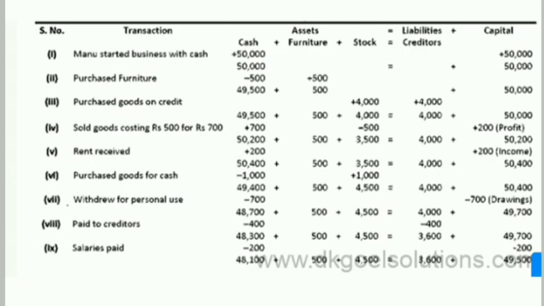First point, the business is started with cash, so cash and capital will increase by 50,000 and 50,000. Then we are purchasing furniture for 500 rupees. Cash will reduce by 500 whereas furniture will increase by 500 and there will be no change in the capital. So the equation will be cash 49,500, furniture of 500 and capital of 50,000.